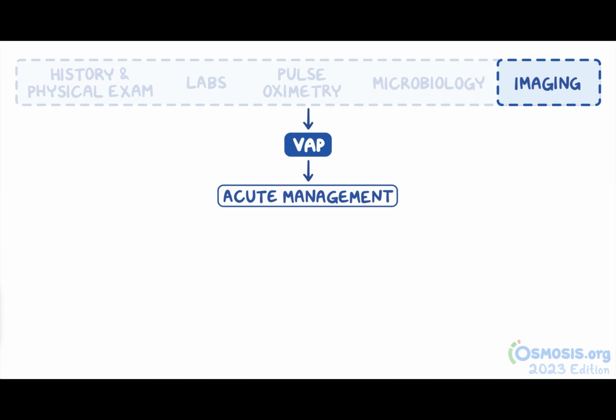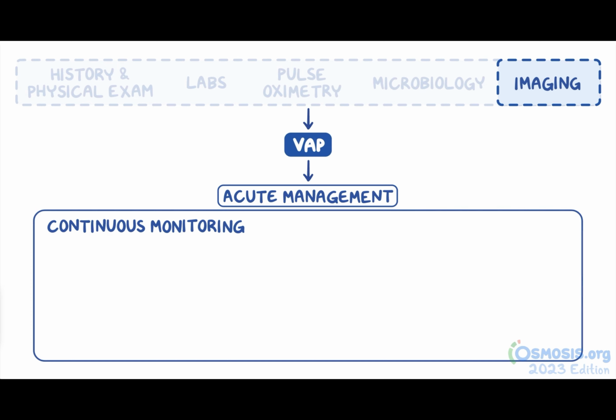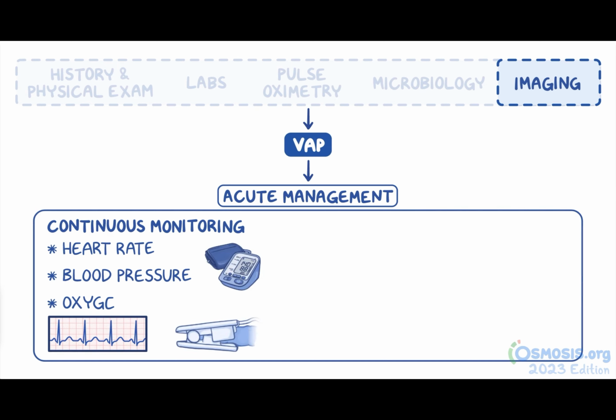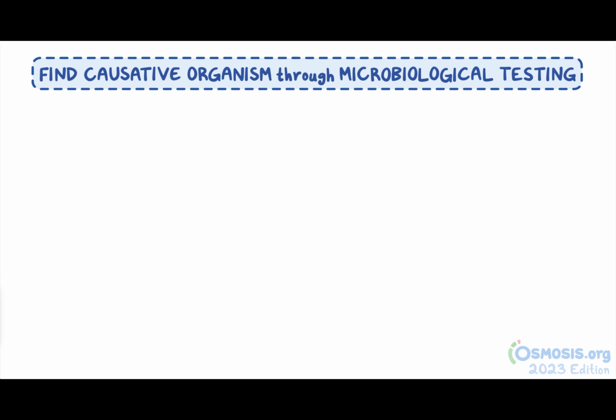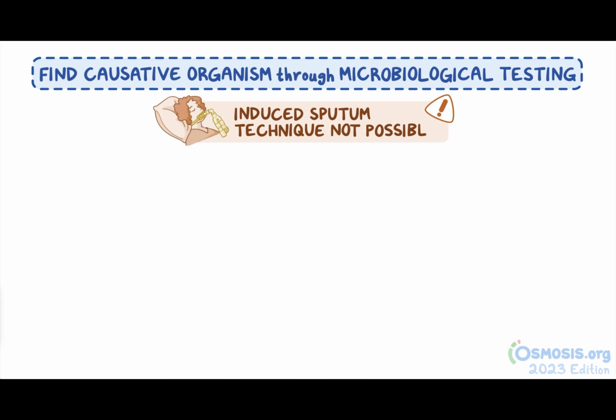Just like before, you'll need to provide continuous monitoring of their heart rate, blood pressure, and oxygen saturation. Additionally, be sure to regularly assess ventilatory parameters and adjust the ventilator settings to maximize oxygenation. Once the acute management is started, your next step is to look for the causative organism through microbiological testing. Remember that patients with VAP are intubated, therefore the induced sputum technique is not possible.